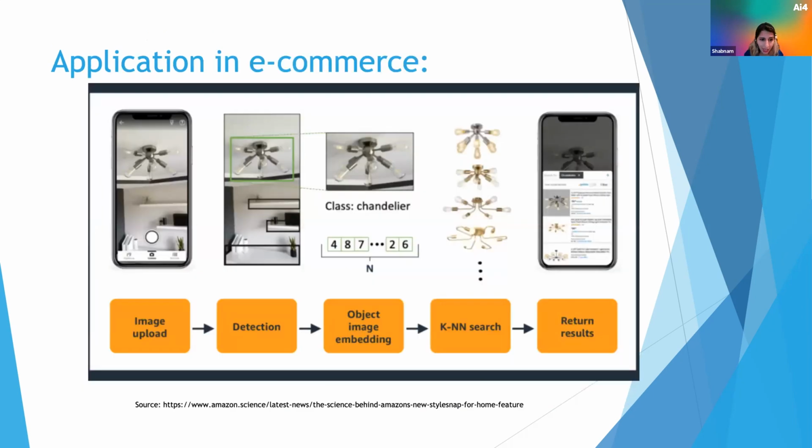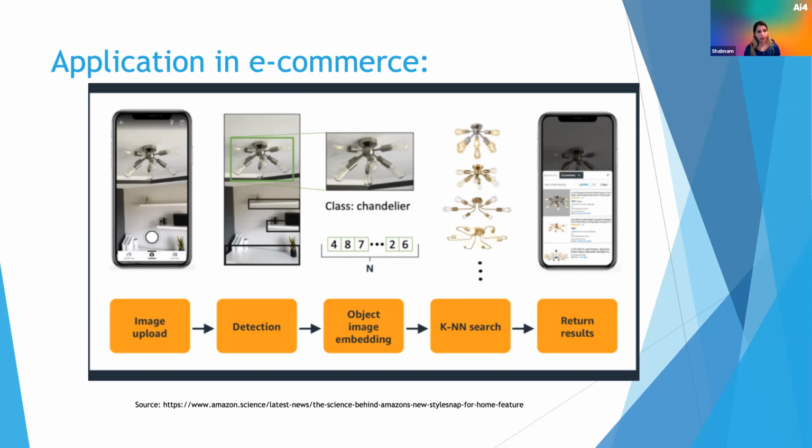But what else? It is very useful in e-commerce. This image is taken from Amazon, and this is the product that we launched while I was at Amazon. This is called Style Snap. Basically, you take a picture of something you like. You see it, for example, in somebody's home, and you really like this lamp, right? And then you want to buy it on Amazon or somewhere else.